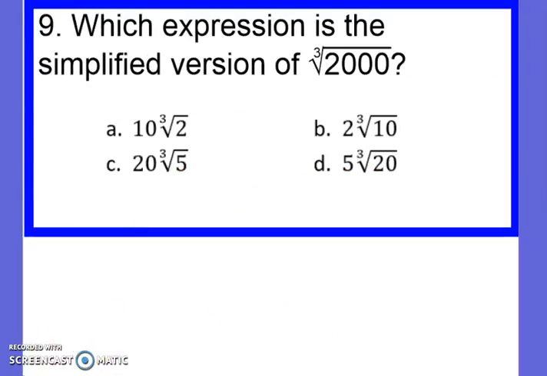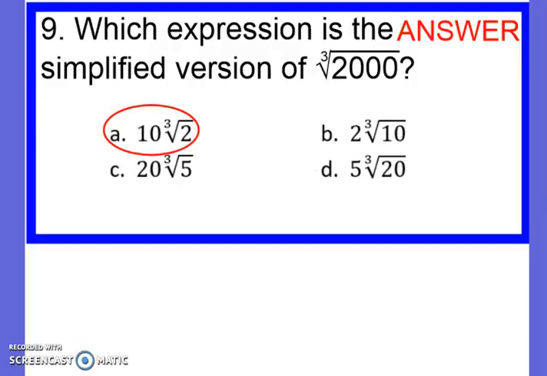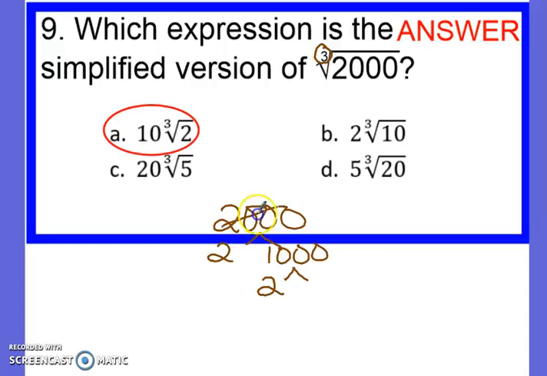Here's number 9. And here's the answer. All right, we got to be careful because now we have a cube root, right? So cube root is different than a square root. So it's the same process, though. So 2,000, it's even, so I start with the 2. 2,000 divided by 2 is 1,000. It's even. So 1,000 divided by 2 is 500. We still have an even number. 500 divided by 2 is 250.